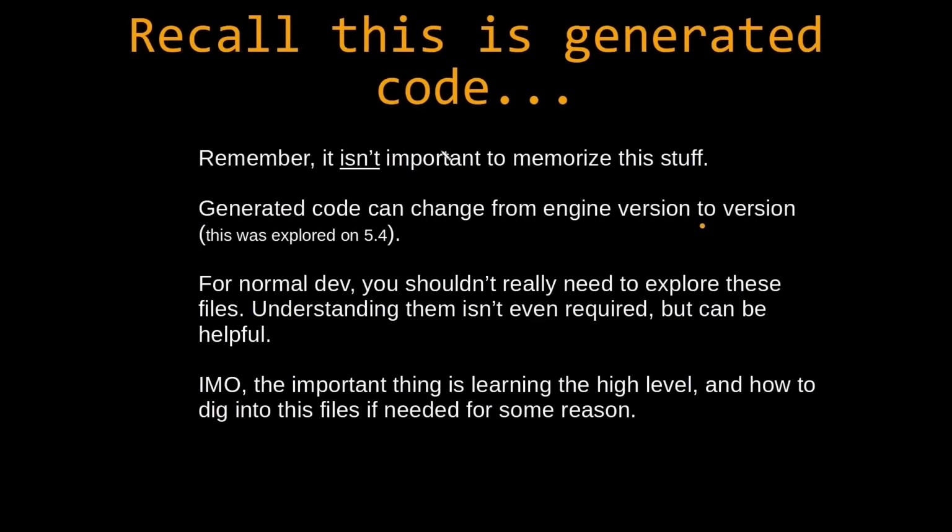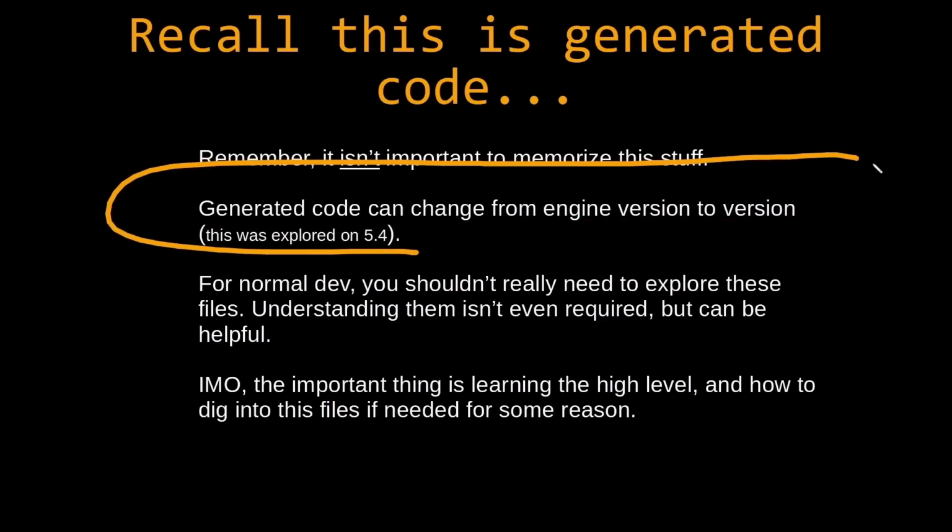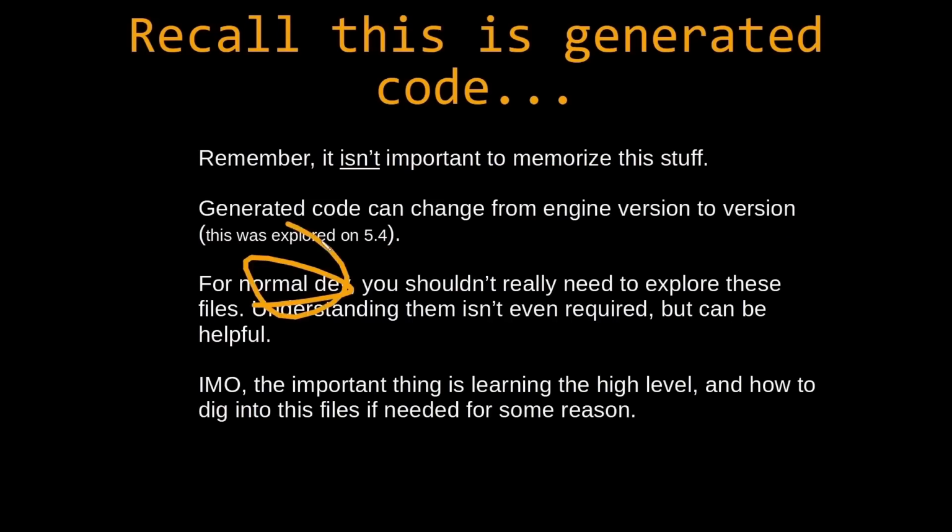And that's it for the generated code covered. And so I just want to call it, remember, this is generated code. I don't think it's important to memorize all that stuff. It can change from engine version to engine version. Since you're not really supposed to be calling that stuff directly, it's all generated boilerplate that may change drastically to implement new features or change the way features work in the engine. And for normal development, you don't really need to explore these files too deeply, and even understanding them isn't really required. You can do a whole lot without really knowing anything internally to those generated files.